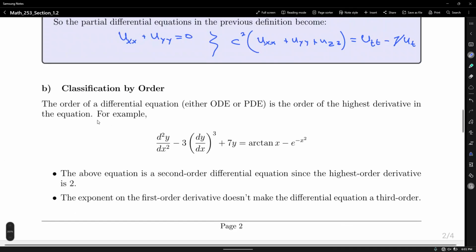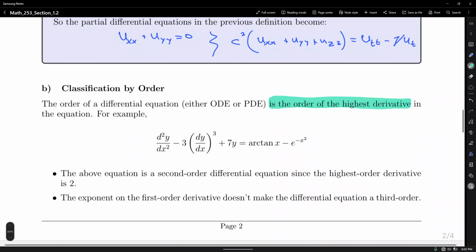Whether these equations are ordinary or partial, they may have an order. The order of a differential equation, whether it's an ODE or a PDE, is given by the order of the highest derivative in the equation. For instance, have a look at this funky equation right here. Which one do you think is the highest order for this equation? Any ideas?